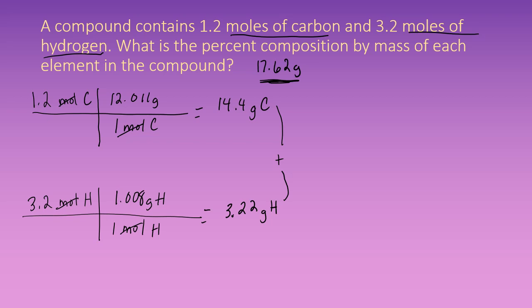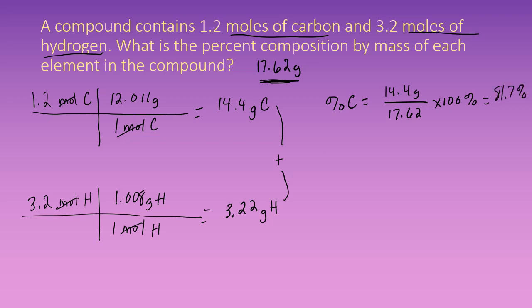Now we can go forward with figuring out percent composition by mass. So for carbon, percent composition of carbon would be 14.4 grams of carbon divided by the total grams of 17.62, multiplying by 100%. We can see that that compound is about 81.7% carbon.